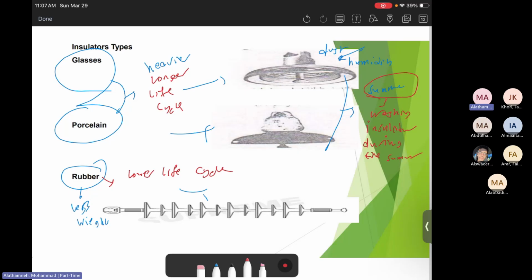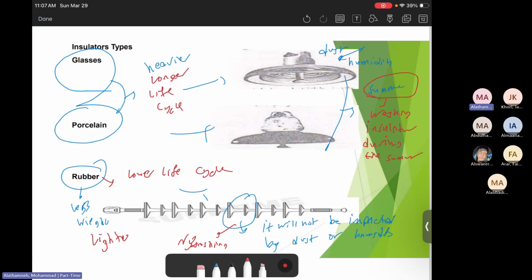However, the rubber will not be impacted by dust or humidity. Therefore, there is no washing. So I would say the rubber is good because it's lighter, less weight, no washing, cheaper, but the problem is its lower lifetime, lower life cycle.